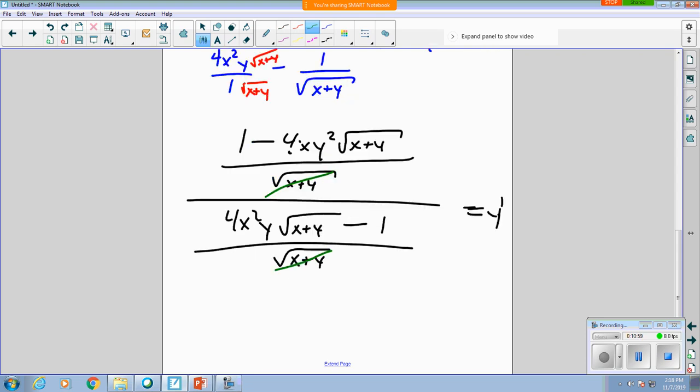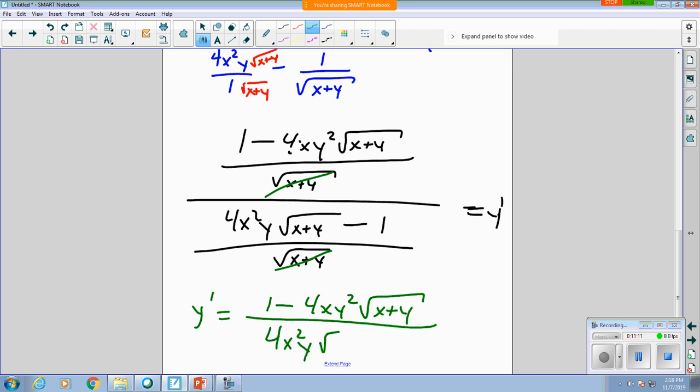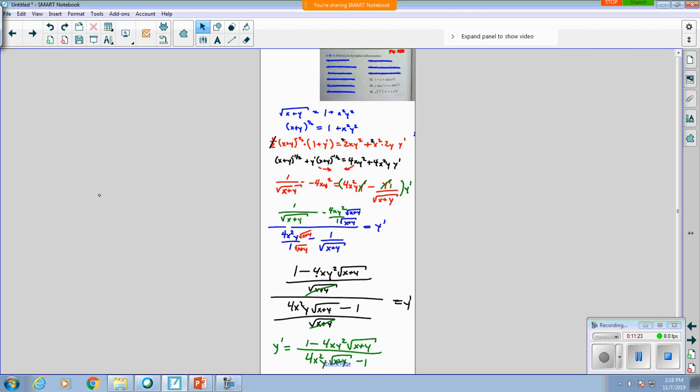So my answer, and it's a big problem, so I'd maybe move the y prime over. 1 minus 4xy squared times the square root of x plus y, over 4x squared y times the square root of x plus y minus 1. And everyone, this is a very complicated problem. It takes practice. If I go the entire page, it's obviously a long problem. So practice those odds, use your answer books, use the internet, keep practicing. That's how we get better at calculus.